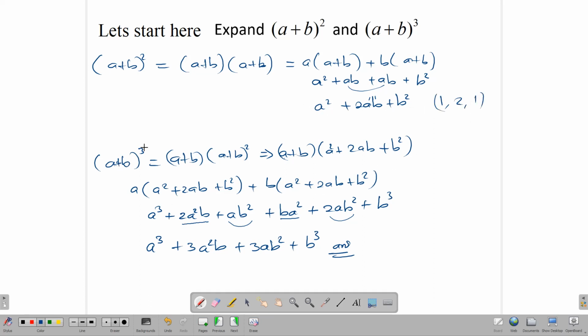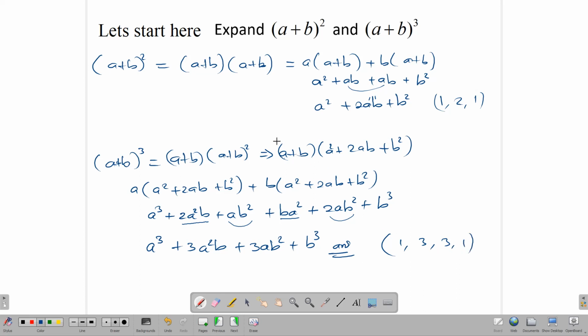Same thing here, a plus b to the third. Notice that we start with a to the third, and a squared, then a. And then at the other end, we start with b to the third, then b squared, then b. All right, and the coefficients are, for this, 1, 3, 3, and 1.